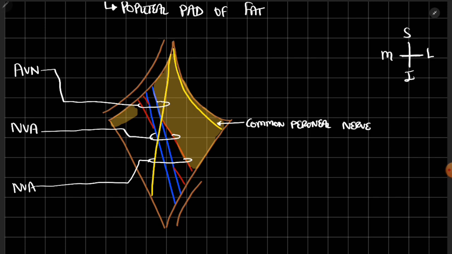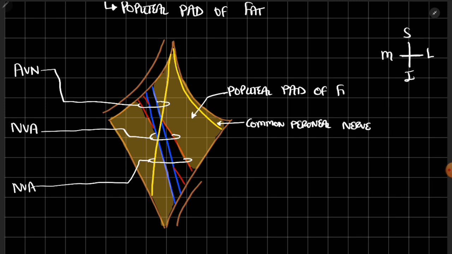So this diagram is a perfect one to show the contents of the popliteal fossa. We have shown the popliteal artery, popliteal vein, the tibial nerve, common peroneal nerve. Then we are showing the popliteal pad of fat. Also I will write the contents here.